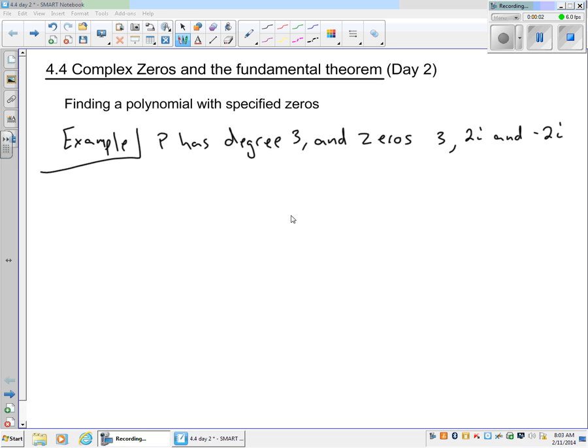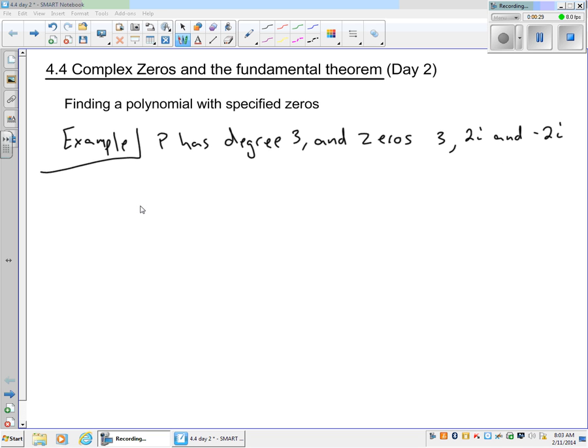Here we have 4.4 complex zeros and the fundamental theorem, day 2. Finding a polynomial with specified zeros. So if we have this example where we have a polynomial, p, that has a degree of 3 and zeros 3, 2i, and negative 2i, what we can do is create factors for each one of these zeros.